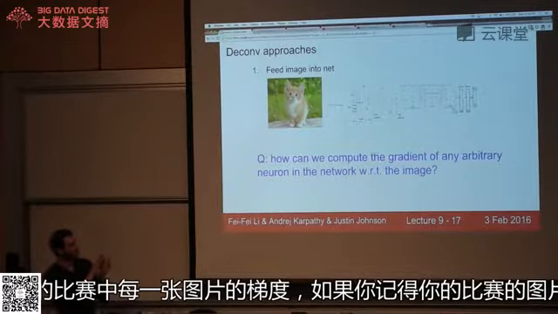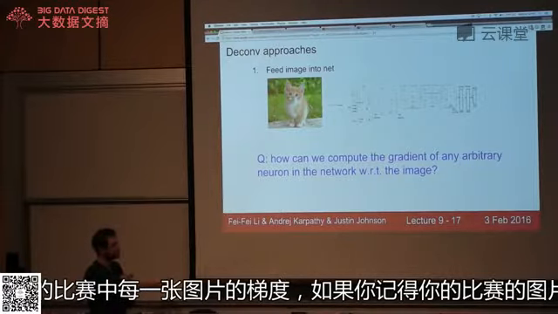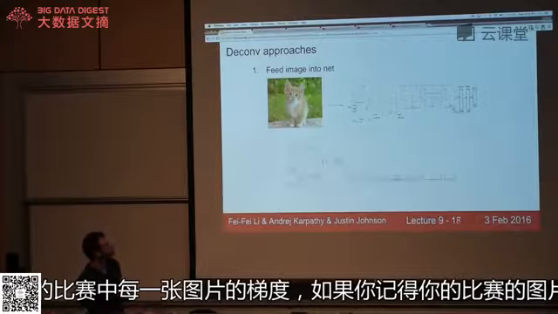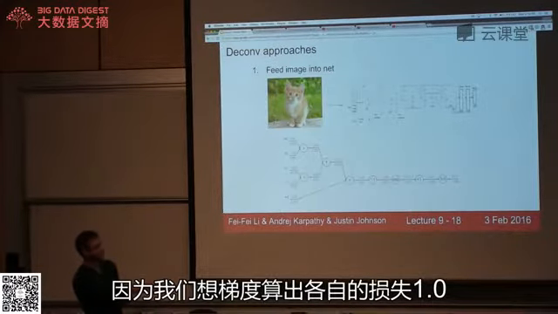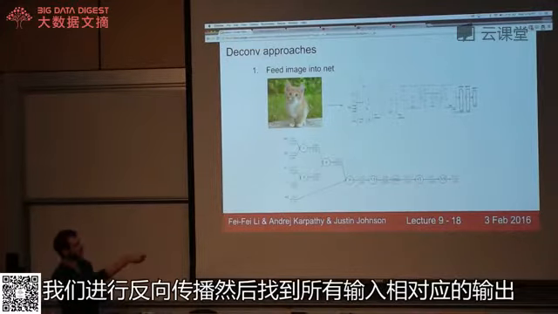Normally, what we're computing gradient with respect to is this entire computational graph where we pass the image through and we get a loss at the end. If you remember your computational graphs, we start out the backpropagation by setting a 1.0 gradient there because we want the gradient with respect to loss. The gradient of the loss with respect to loss is 1.0, and we run backprop backwards and find the influence of all the inputs on that output.